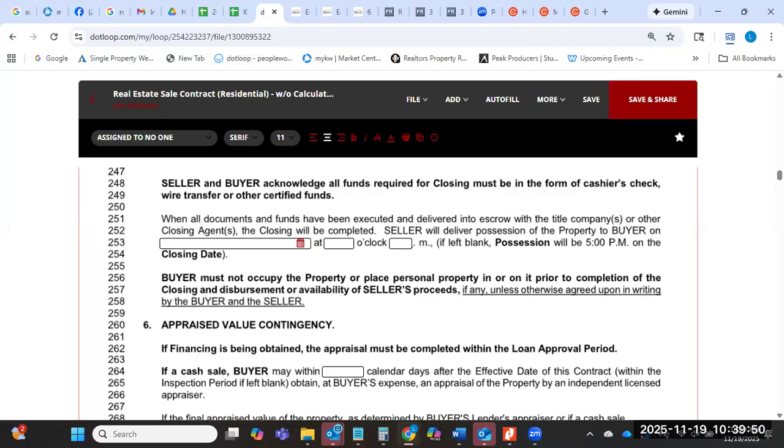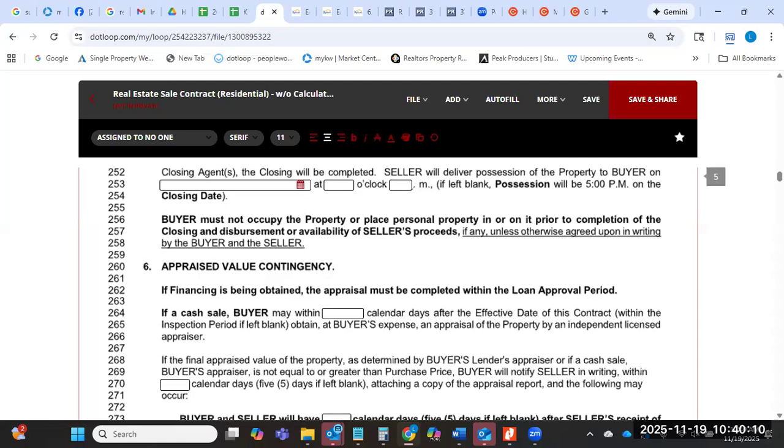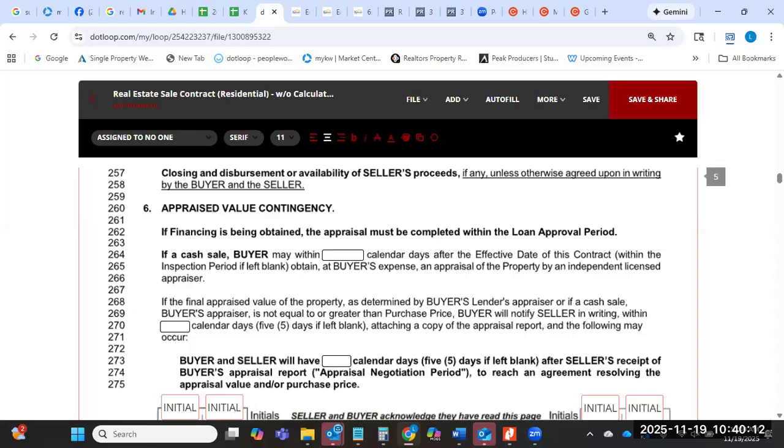Now, if you are allowing the seller to stay in the property, you definitely need to put a specific date and a specific time in here, because that's the only thing that's enforceable. At funding is not enforceable. At closing is not enforceable. We have our closing date at 5 p.m. That's enforceable, but only if closing happens. So there you go.